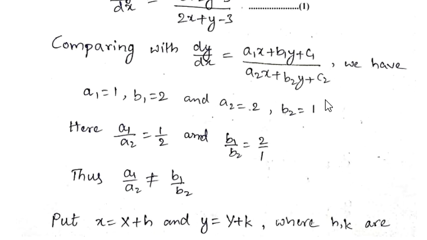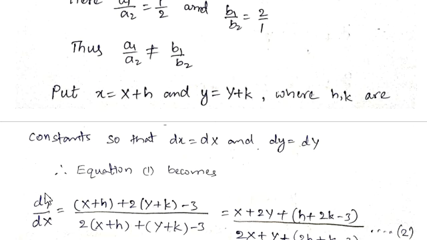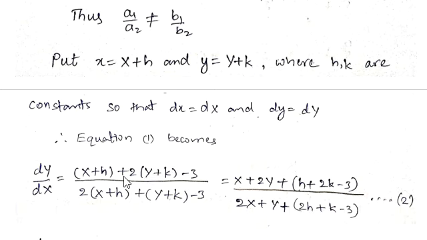So equation number 1 we can write as dY/dX = (X + h + 2(Y + k) - 3)/(2(X + h) + Y + k - 3). That is, X + 2Y + h + 2k - 3 in the numerator, and in the same way 2X + Y + 2h + k - 3 in the denominator. Since we are keeping the h and k terms separately, we can write (X + 2Y + h + 2k - 3)/(2X + Y + 2h + k - 3). Let us take this as equation number 2.